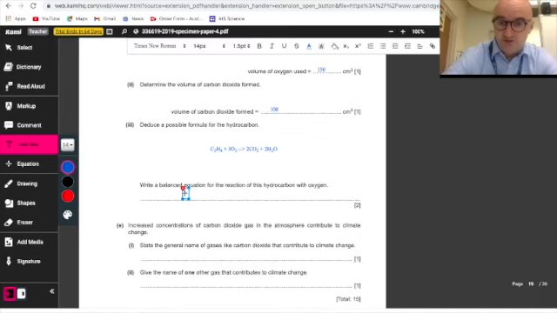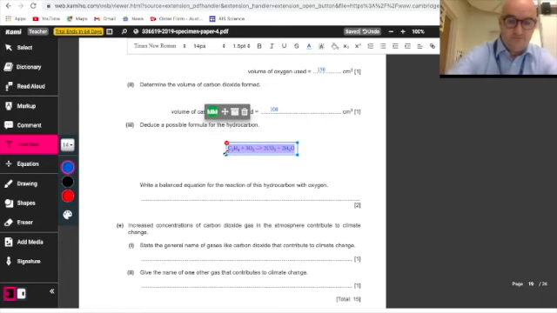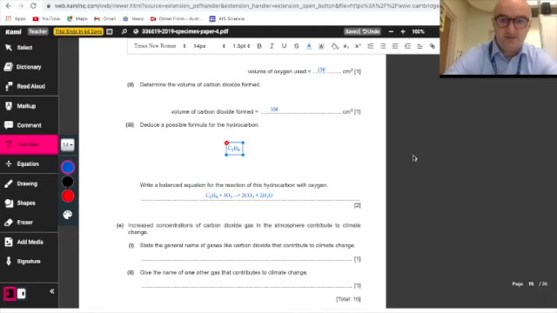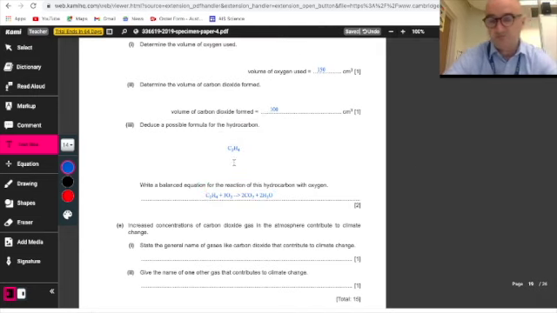Write a balanced equation for the reaction of this hydrocarbon with oxygen. Well, I'm just going to, so given the formula, and just got ahead of myself, there we go. Suggest a possible formula. Butene, you have propene, butene, pentene, hexene, heptene, octene, nonene, decene, undecene, dodecene, and so on.